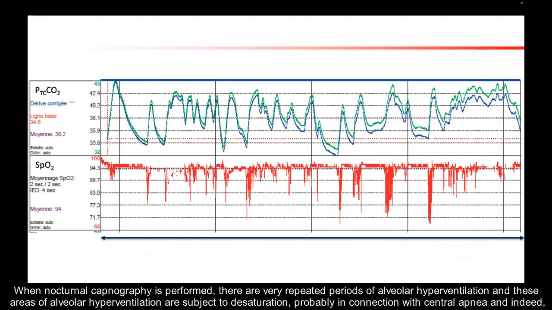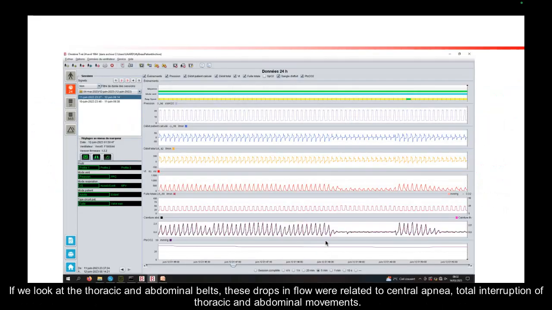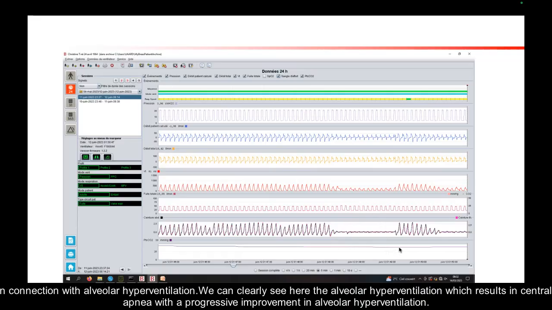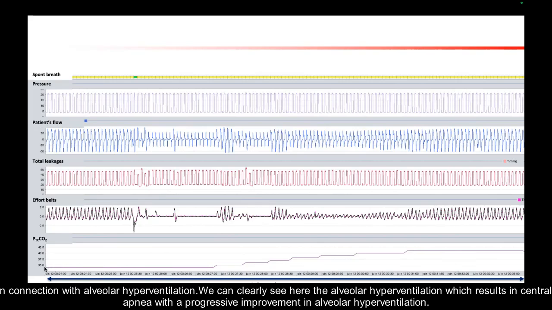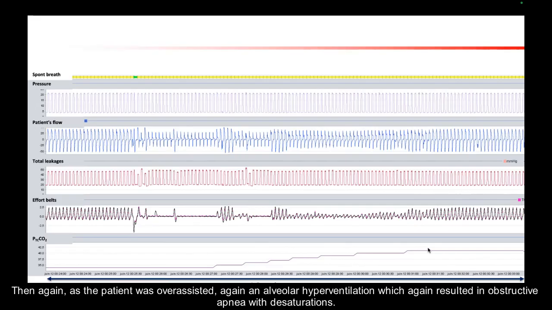When nocturnal capnography is performed, there are very repeated periods of alveolar hyperventilation, and these periods are subject to desaturation, probably in connection with central apnea. Indeed, if we look at the thoracic and abdominal belts, these drops in flow were related to central apnea, total interruption of thoracic and abdominal movements, in connection with alveolar hyperventilation. We can clearly see here the alveolar hyperventilation, which results in central apnea with a progressive improvement in alveolar hypoventilation. Then again, as the patient was overassisted, again an alveolar hyperventilation, which again resulted in obstructive apnea with desaturations.